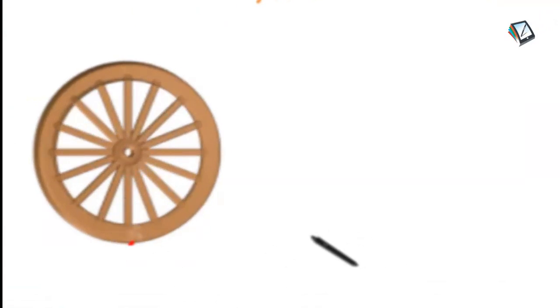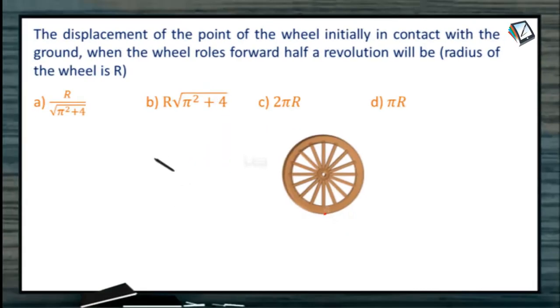As you know, in one complete revolution, this wheel moves forward by a distance equal to the circumference of the wheel. So in half a revolution, it will move by a distance of half the circumference. So the distance traveled in this case will be half of that, so 2 pi r divided by 2. Half of that means pi r will be the distance traveled by the center of the wheel.